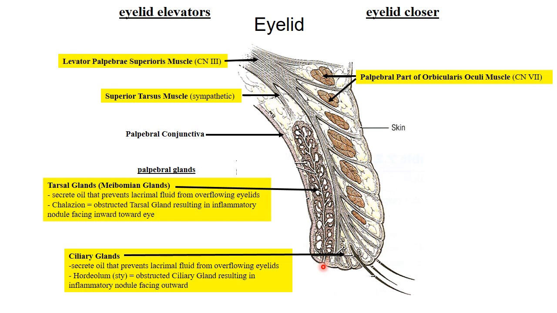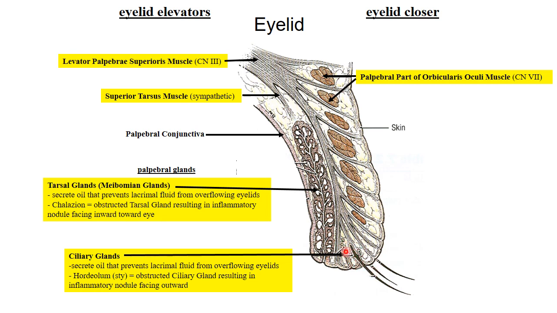And it's going to secrete its oil, its excretion, right about here, right at the edge of the eyelid. And then over here, in close proximity to the eyelashes, okay, eyelashes are called cilia. In close proximity to the eyelashes are the ciliary glands.